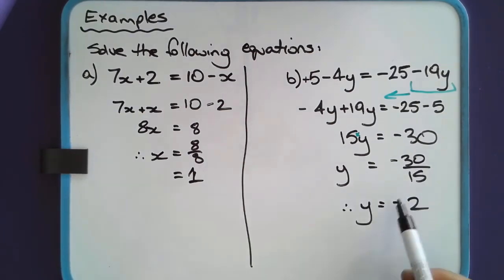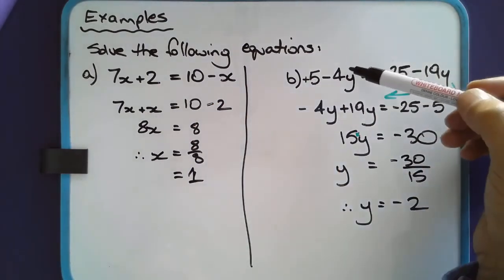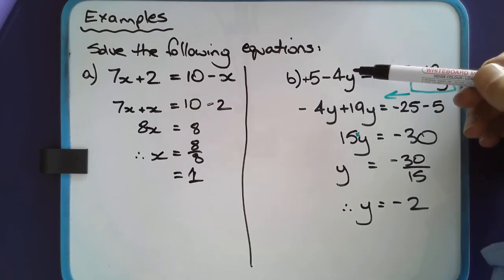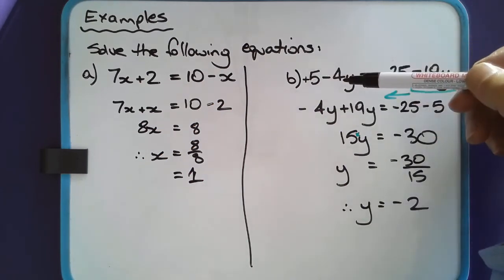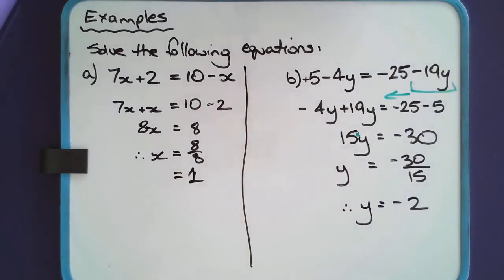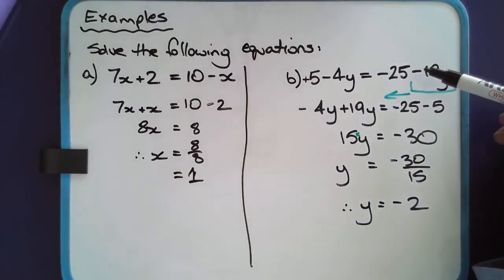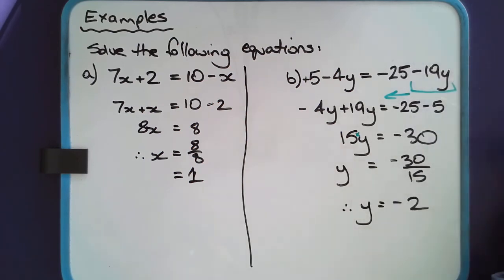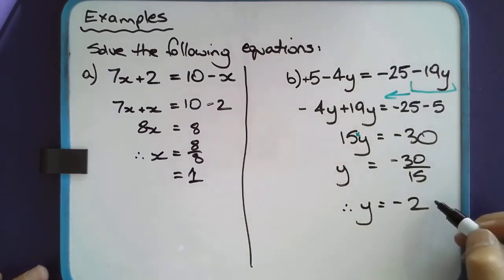And of course, you can substitute that negative 2 into both sides of the original equation and check that the left-hand side does equal the right-hand side. I imagine it would. Actually, let's test it while we can. Positive 5 minus 4 times negative 2. Minus 4 times negative 2 is positive 8. So positive 5 plus 8, you're going to get 13 here. And negative 25 minus 19 times negative 2 becomes a plus. So negative 25 plus 38. You also get 13 as well, so that most certainly does work.